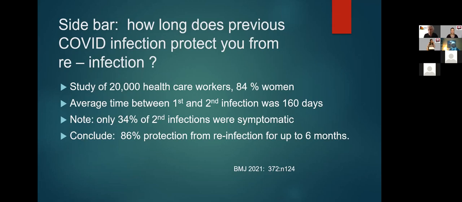had some types of symptoms, but typically those symptoms were milder than what they had experienced with the first infection. So the conclusion was that there was up to 86% protection from a second infection for up to 6 months, which quite honestly is not much to write home about. Okay, next slide, please.